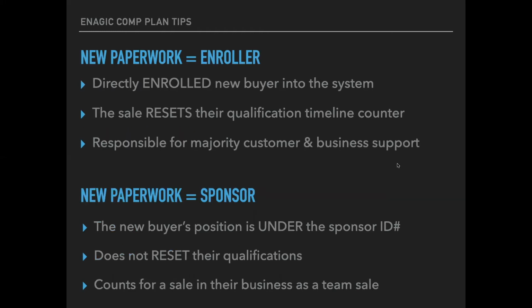With the new paperwork, there is an additional role that has been presented called the enroller. Now, the enroller is actually going to be the person who is selling the system to the new buyer. Thus, the sale resets the qualification timeline of the enroller. And the enroller is going to be responsible for the majority of the customer and business support. You still place the sponsor. The sponsor is where the new buyer's position is going to go under the sponsor ID. This does not reset their qualifications. This counts for a sale in their business, but not as a direct sale, rather as a team sale.